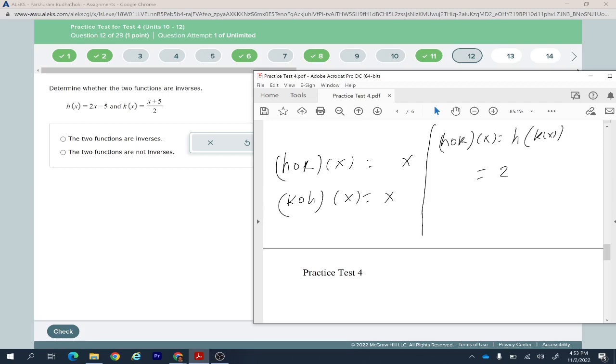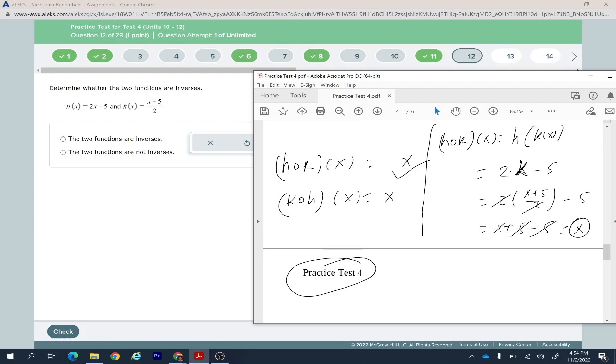So my composition would be 2 times k minus 5, because I need to replace this x by k, and I need to finally replace this k by x plus 5 over 2. If I do the simplification, x plus 5 minus 5, that is x. So this one is true.